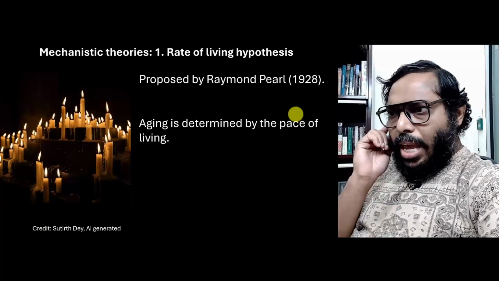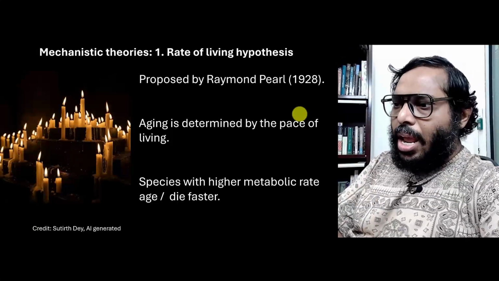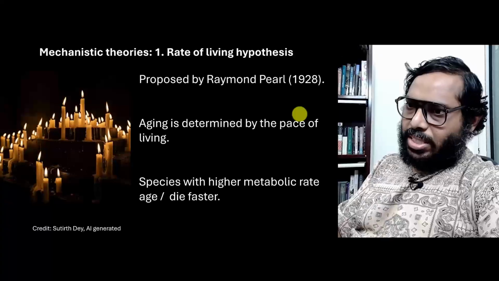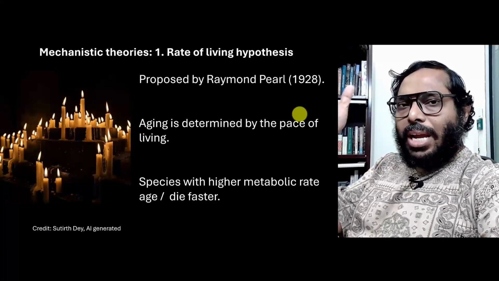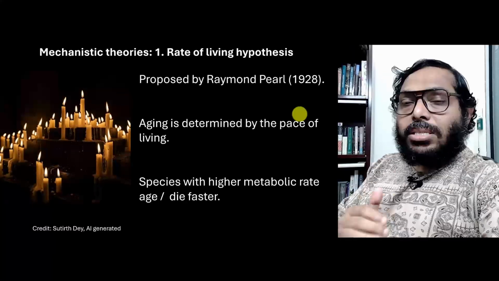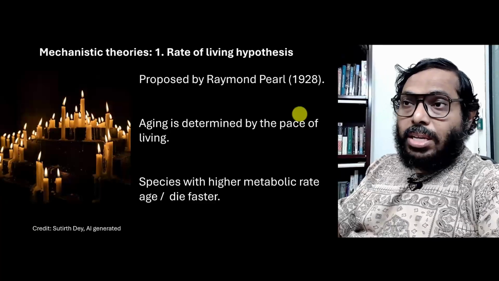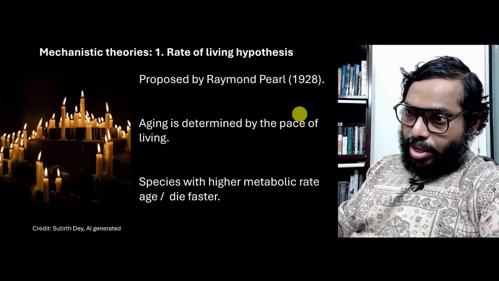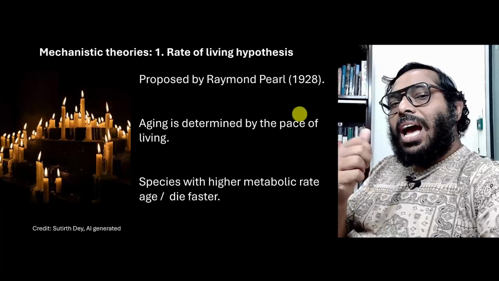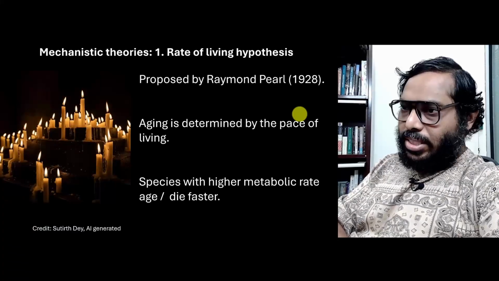He said that aging is primarily determined by the pace of living, in other words the metabolic rate. And he said that species that have higher metabolic rate, they age or die faster. Think of it as candles, let us say all the candles have the same height. They have the same amount of wax in them, but some of them are burning faster and therefore they get over faster. Some of them are burning at a slower rate and therefore they last longer. It is pretty much exactly the same thing with organisms. Those which are spending their energy at a higher rate and therefore have a higher metabolic rate, they are the ones who are expected to age or die faster.